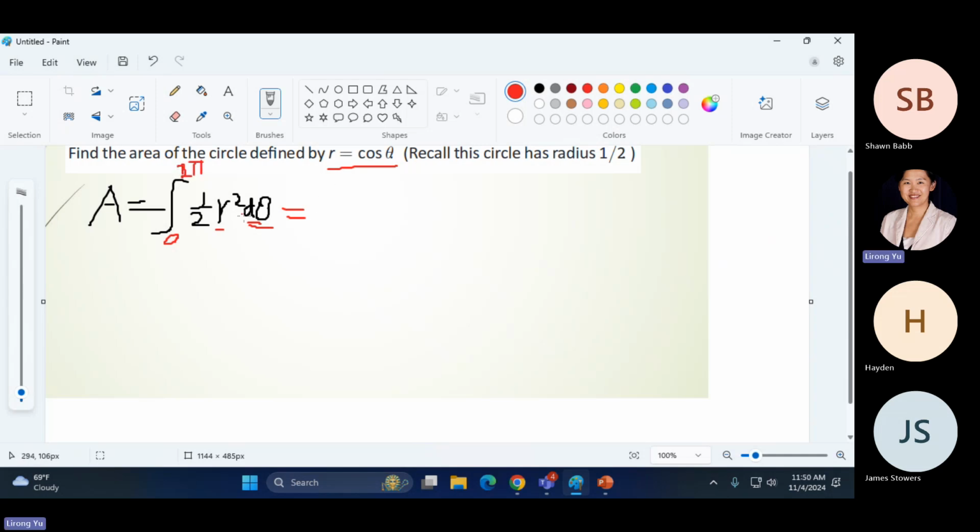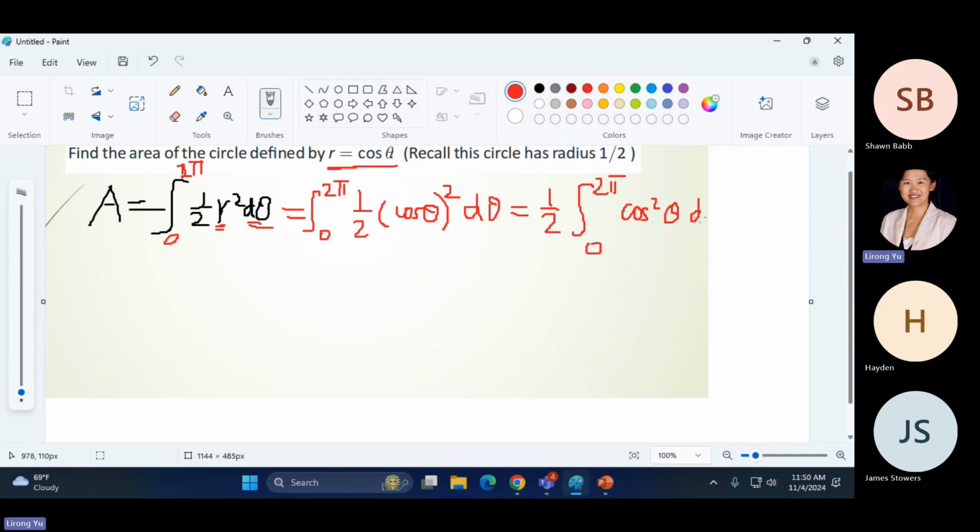All right, so here remember r is a function of theta, not a number. So it's the integral from 0 to 2 pi of 1/2 times cosine theta, squared. That will be the computation. Then we can bring the 1/2 outside of the integral, and that will be the integral from 0 to 2 pi of cosine squared theta d theta.